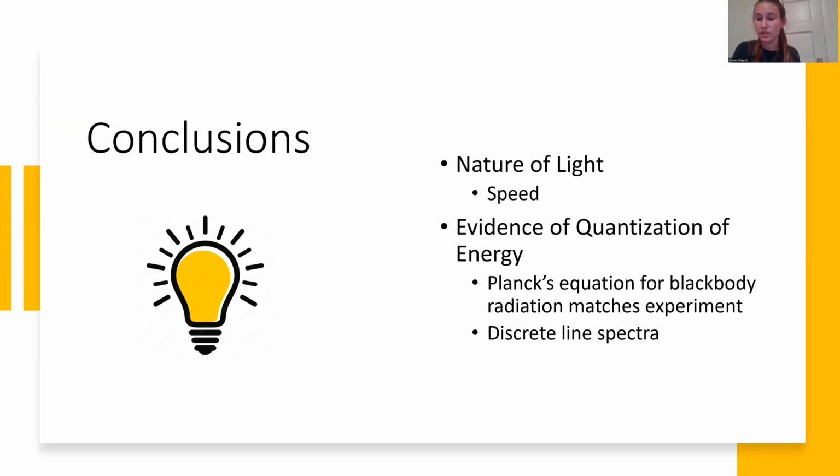We see that Planck's equation for black body radiation very closely matches experimental data, especially with solar data. And we can also observe discrete line spectra for hydrogen and deuterium that shows the quantization of these energy levels.